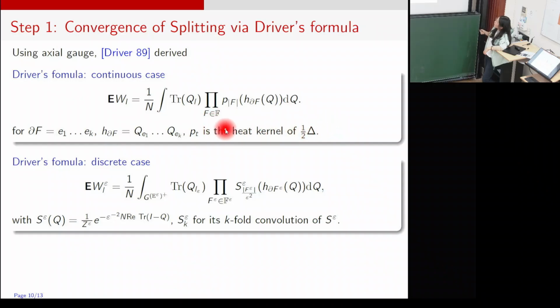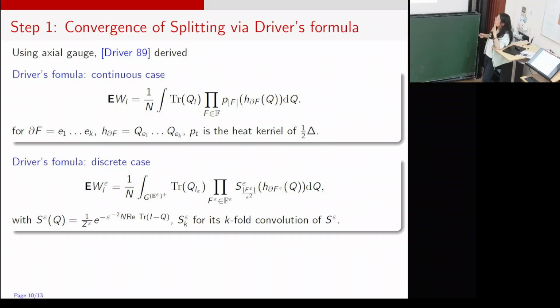And here this F just means, if we consider a loop as a graph, this face F is just a face formed in this graph, and we take the product over all these faces. And here we consider this heat kernel, where we use the area of this face to replace the time for this heat kernel. And here the value of this heat kernel is evaluated at the holonomy along the boundary of the face, just this H component. And this is the continuous version of Driver's formula.